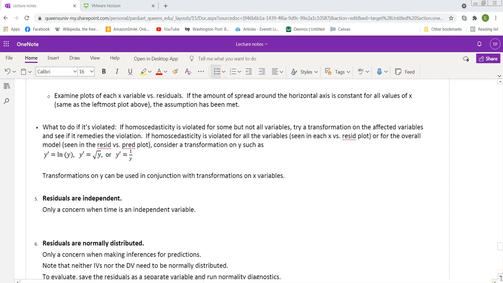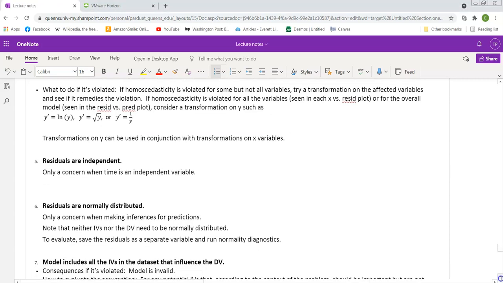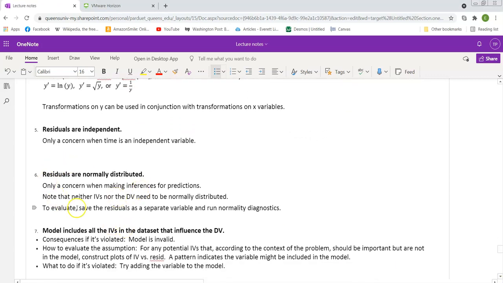The next assumption is that the residuals are independent, but that's only a concern when we're looking at time as one of the independent variables. So we don't have to worry about that here. This is a snapshot data set, as are all of the ones we're going to look at. The next assumption is that the residuals are normally distributed. This is really only going to be an issue if you want to make inferences on your predictions. And that's something we're going to talk a little bit more about next time.